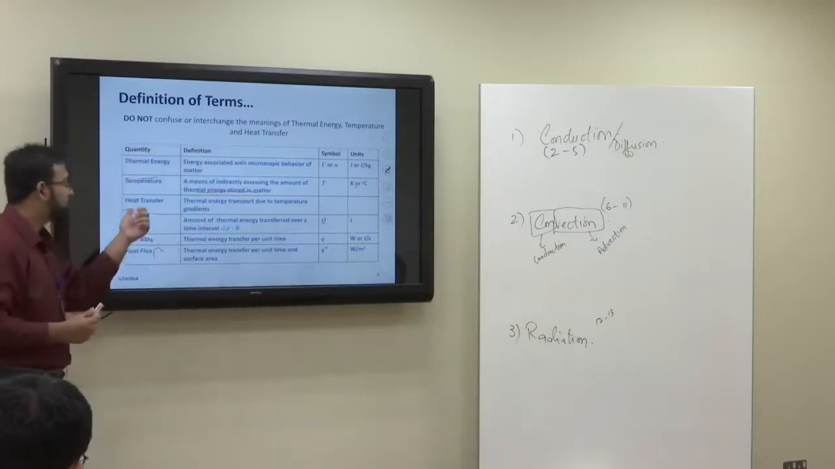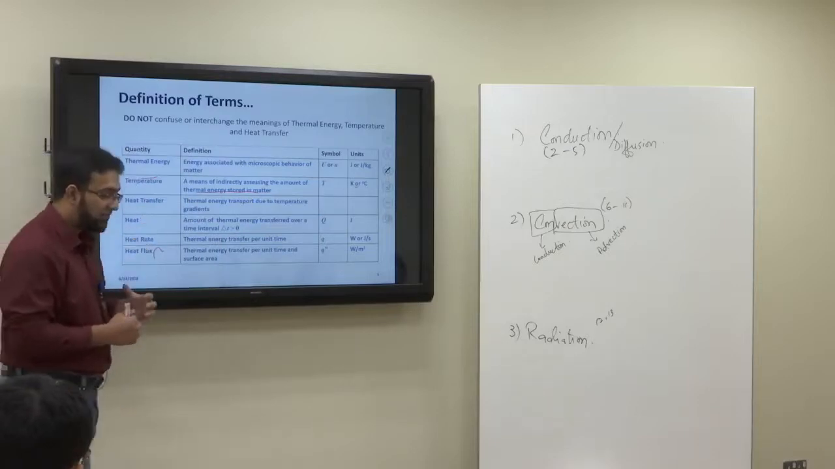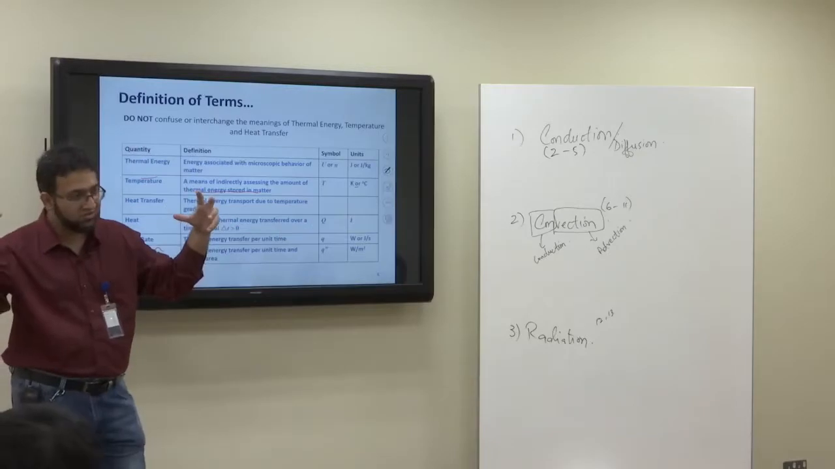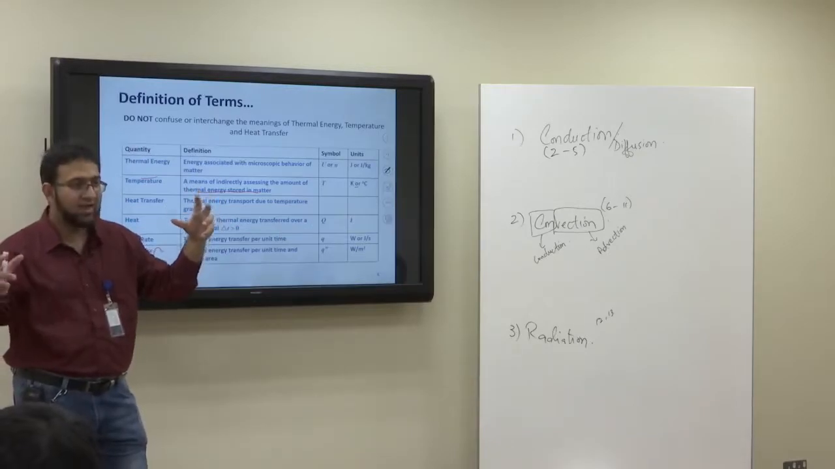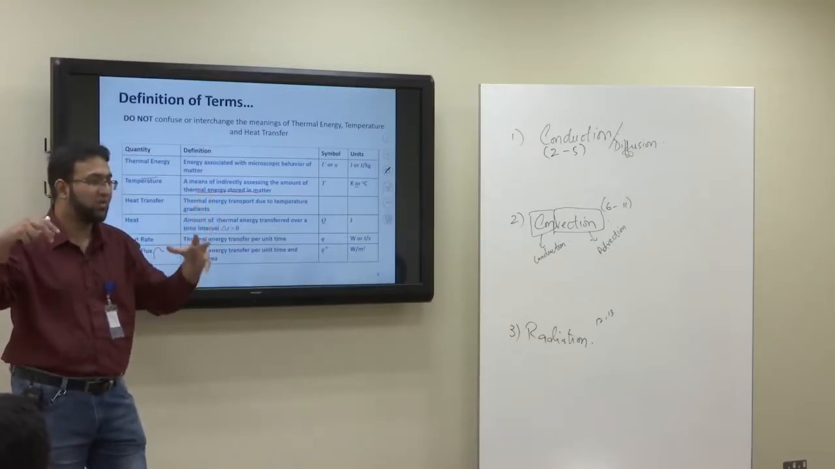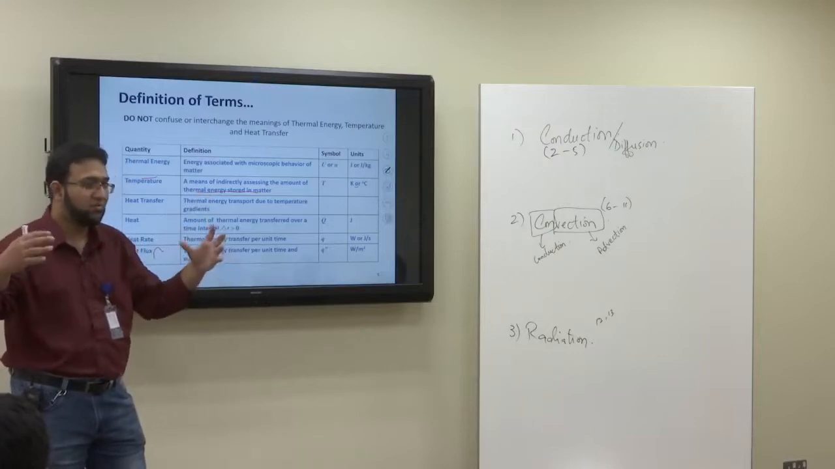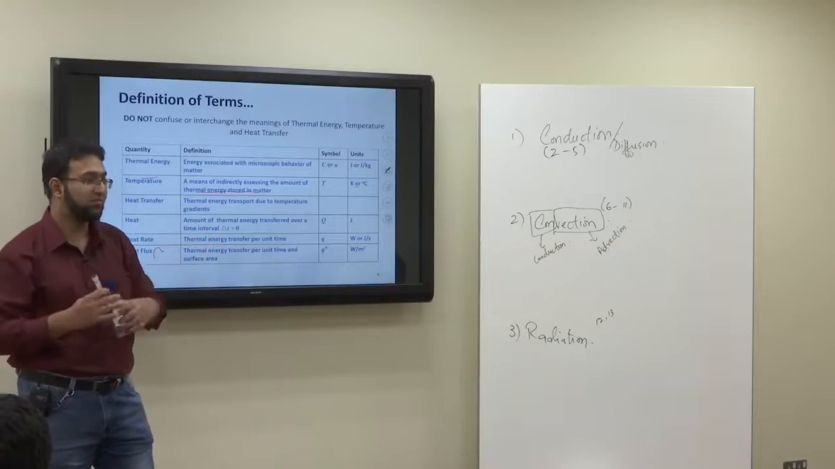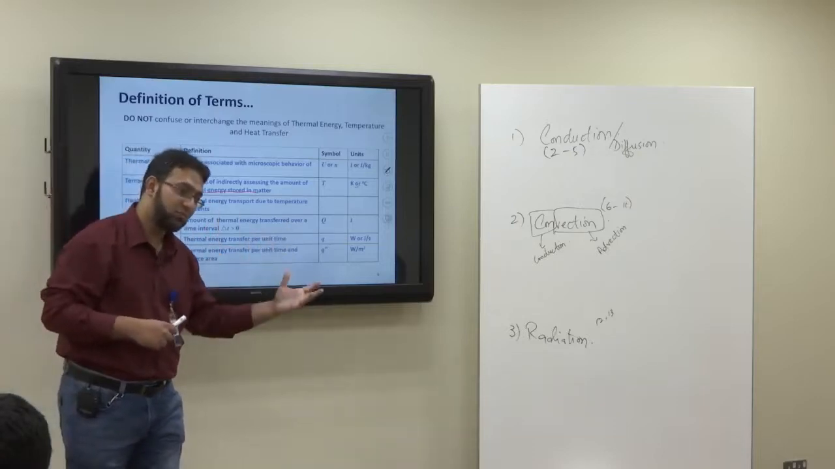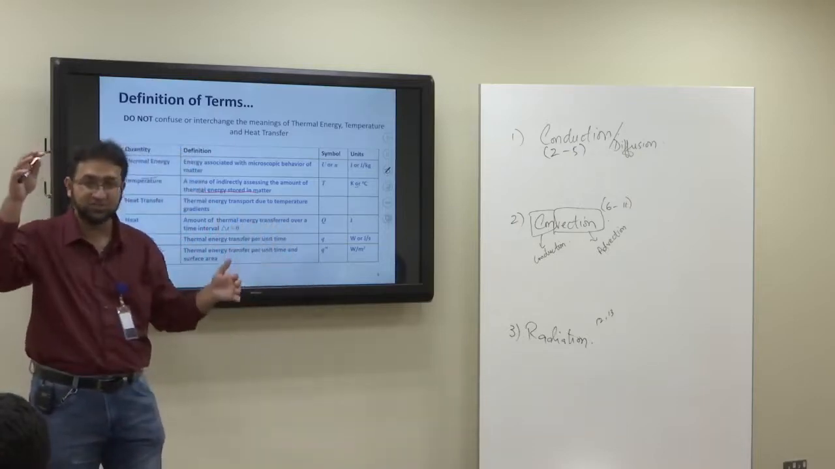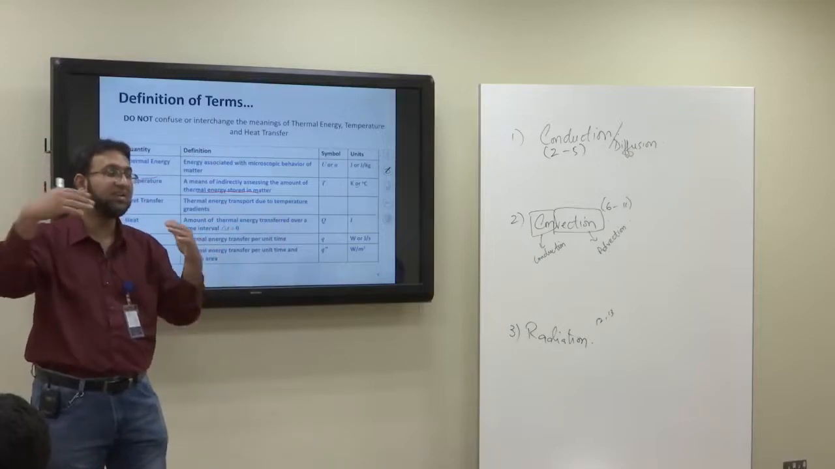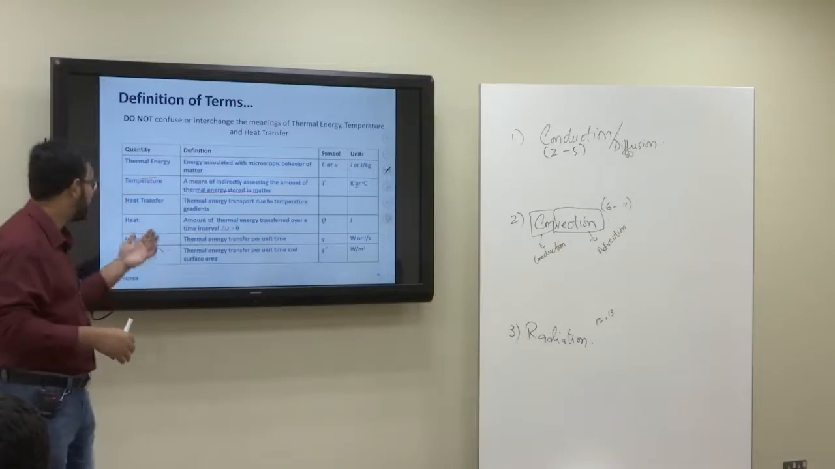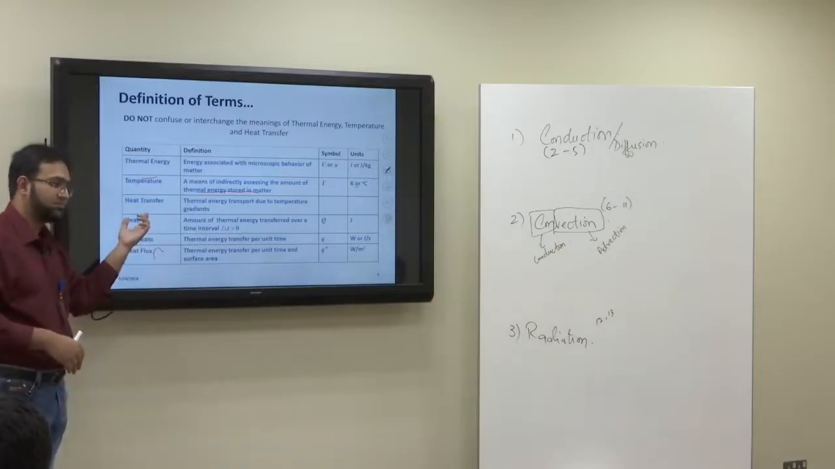We have heat transfer. Whenever you have two bodies with different amounts of thermal energy, one body has large thermal energy, one has smaller thermal energy. The one which has large thermal energy will have a large temperature, the one which has smaller thermal energy will have a small temperature, so there will be a temperature difference. Whenever you have a temperature difference, heat can transfer. The amount of energy transferred is known as the heat transfer.